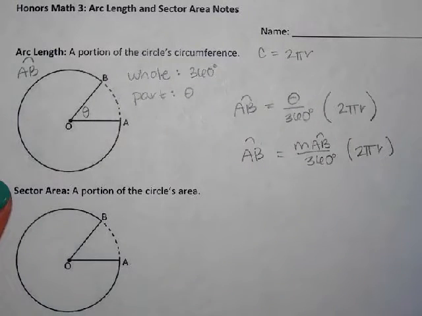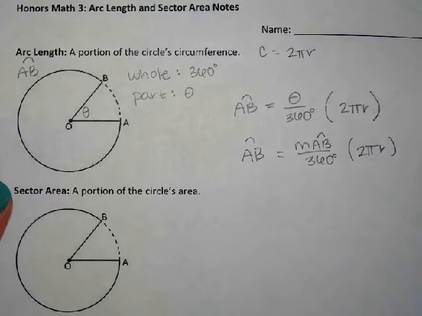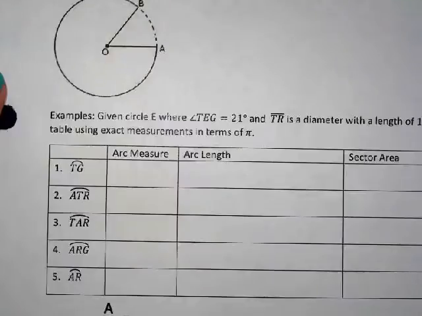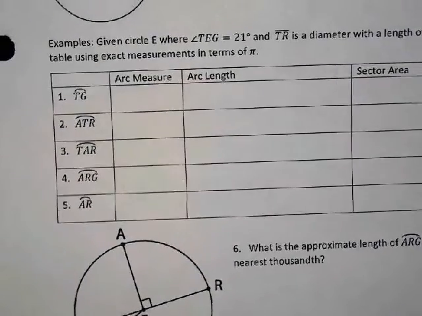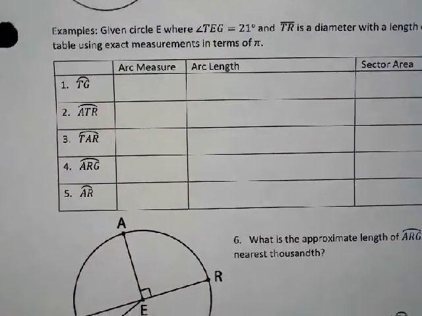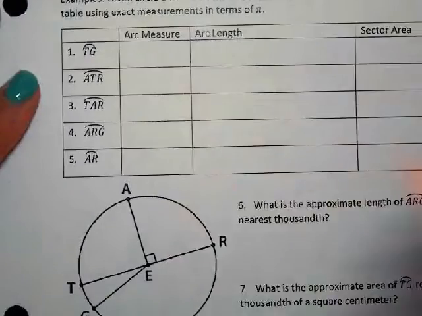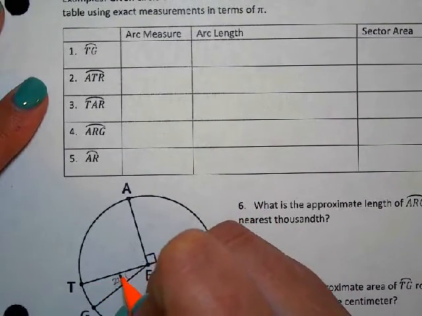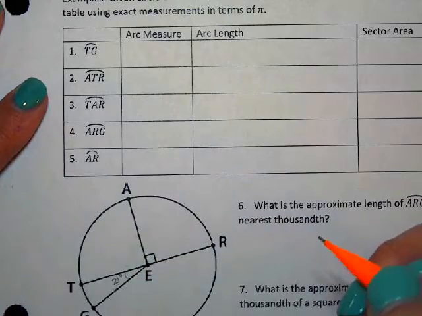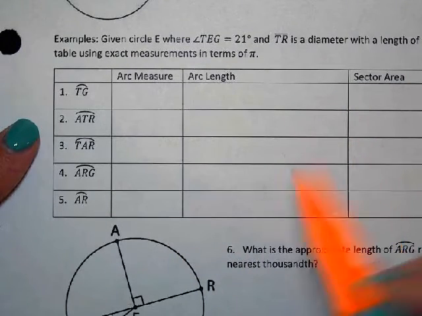Okay, so let's do a couple of these, and then we'll look at sector area. So if we go down to the picture, it says we have circle E, and whenever they talk about circles, they always name them based on their center. So the center of the circle is E, so they call it circle E, where the angle TEG is 21 degrees. TR is a diameter, and the diameter has a length of 12.